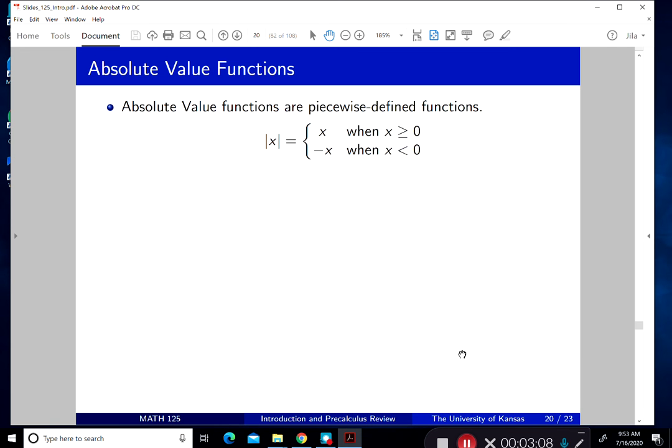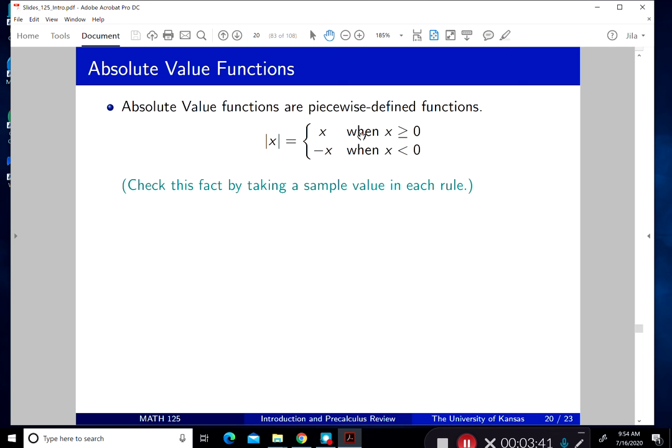So now an absolute value function is also a piecewise defined function. So how do we define it? Define absolute value of x. We say it's x when x is bigger than or equal to 0. It's -x when x is less than 0. Whatever is inside, if bigger than 0, it's the inside. Whatever is inside, if less than 0, it's the negative of the inside.